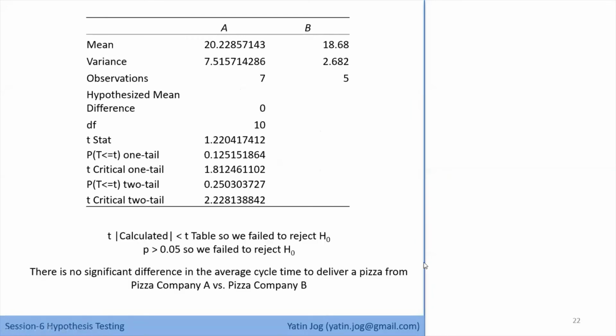So from this, we can say T calculated is less than T critical. So we fail to reject H0. Even if you look at P value, it is greater than 0.05. So we fail to reject H0.